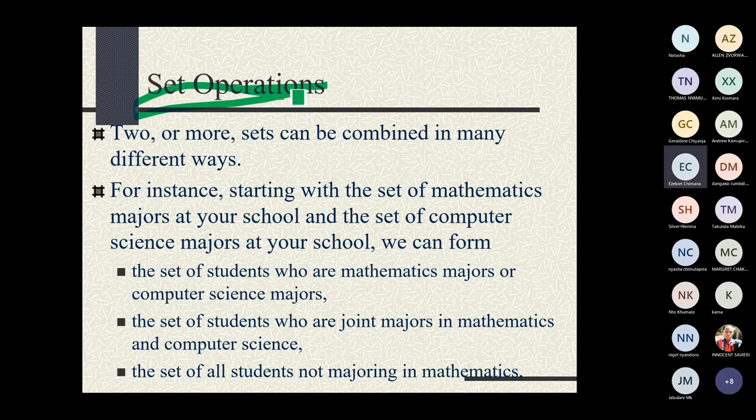So we use set operations to combine them. The set of students who are joint majors in mathematics and computer science can also form the set of all students not majoring in mathematics. So we can combine all those sets to form another set.